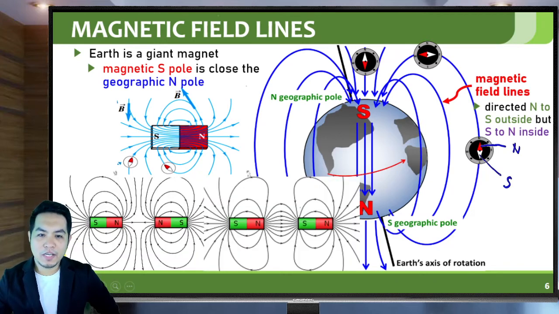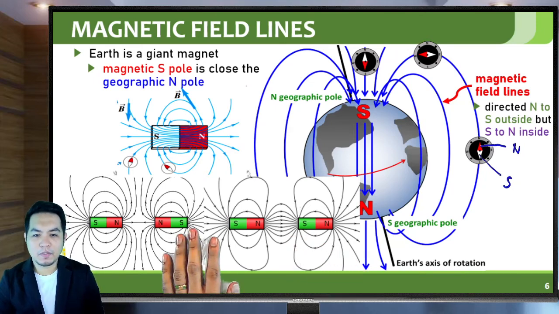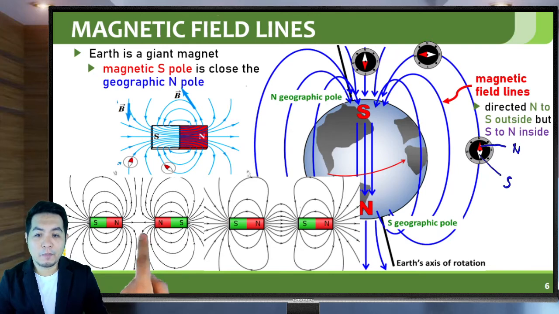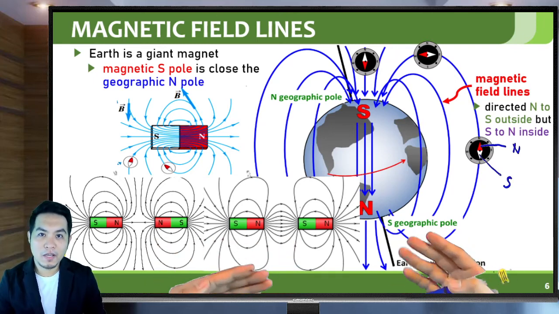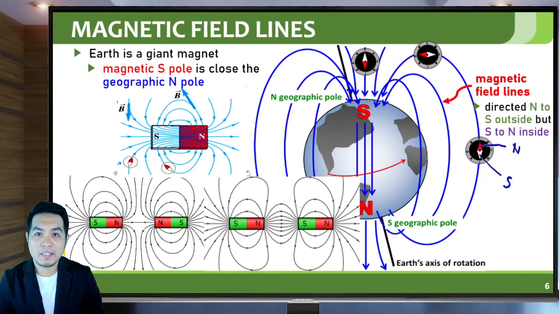So these are just some examples of magnetic field line patterns. This is for repulsion and this is for attraction. Again, you can visualize these two if you use two magnets and you put iron filings between them.